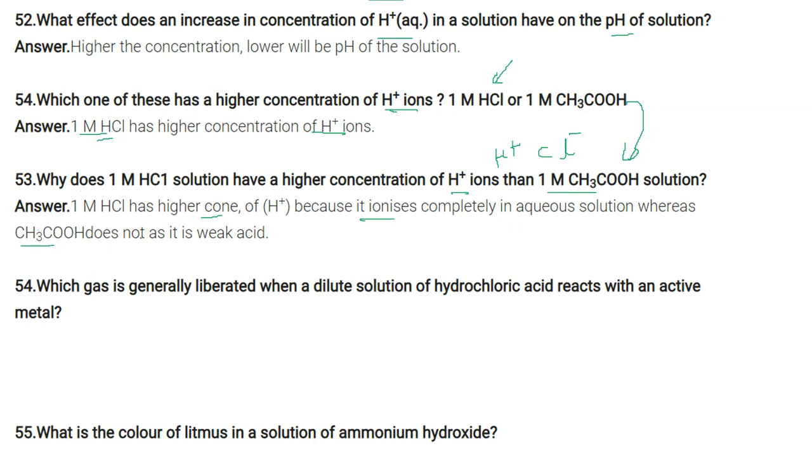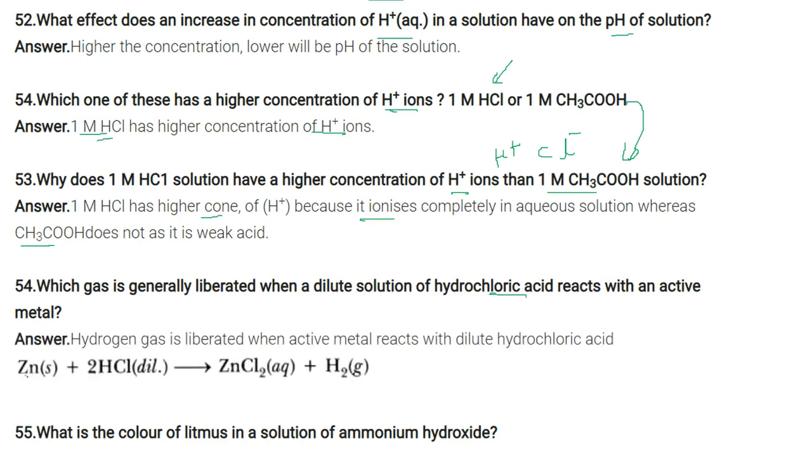Which gas is generally liberated when a dilute solution of hydrochloric acid reacts with an active metal? See, we are taking zinc with hydrochloric acid. You see that this is hydrogen, H2. So hydrogen gas is liberated when active metal reacts with dilute hydrochloric acid.